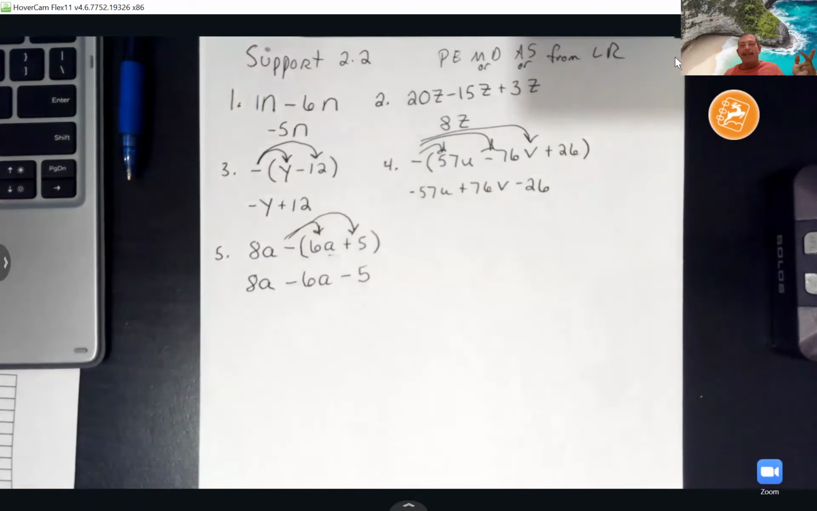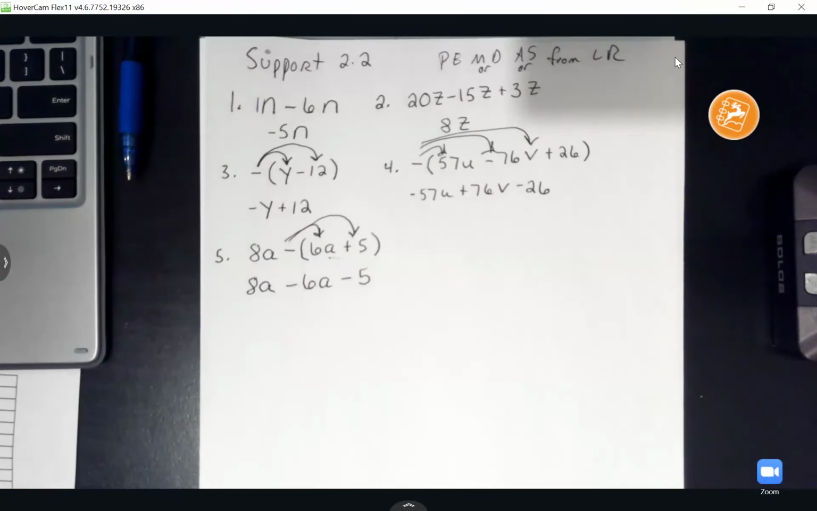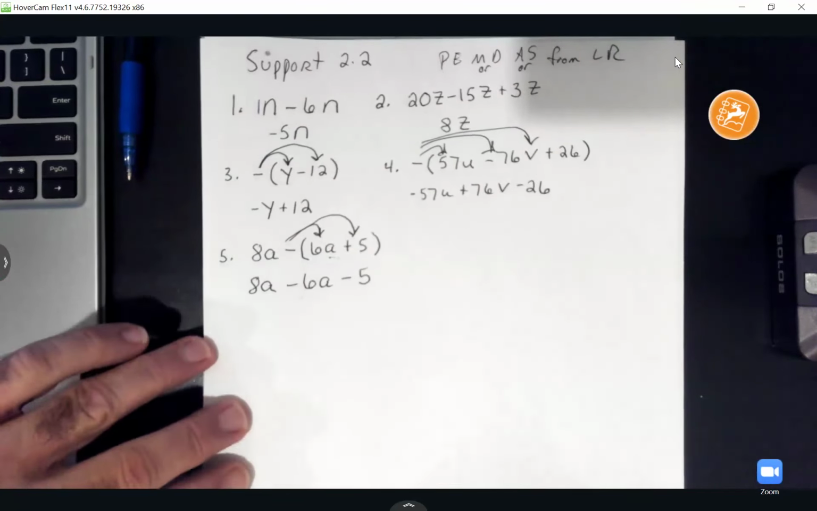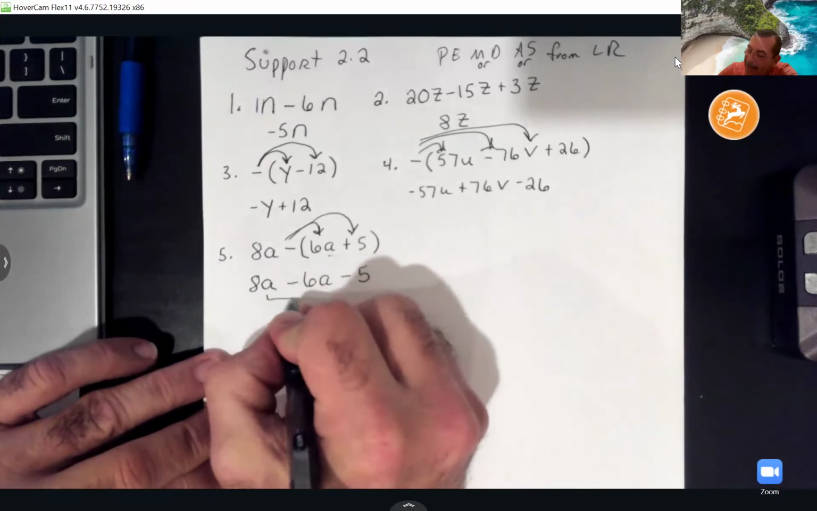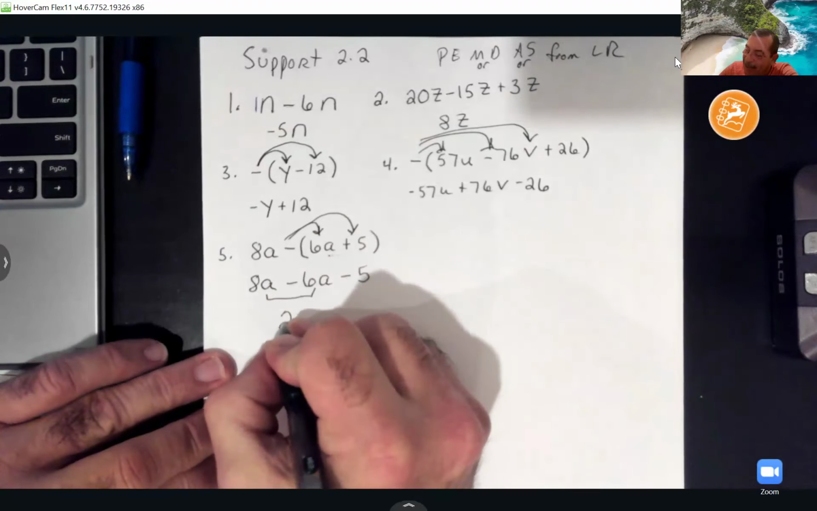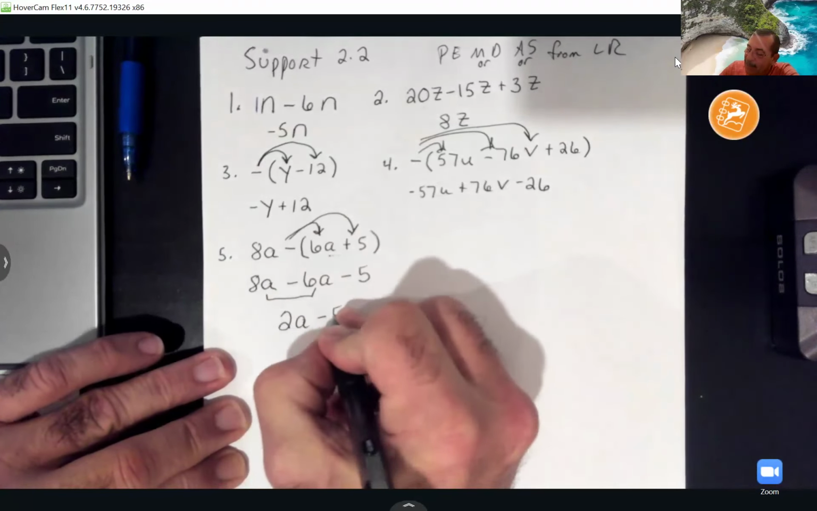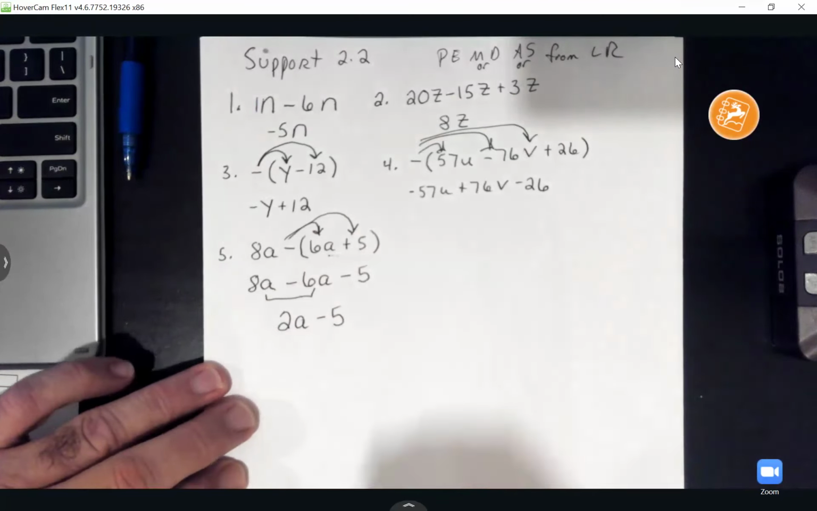So let me ask you this. Can y'all go further? Yes, you can. 2a minus 5, because that 8a minus 6a is my like terms. Good job. So that gives us a 2a, and then minus our 5. All right, so I'm going to do one more.